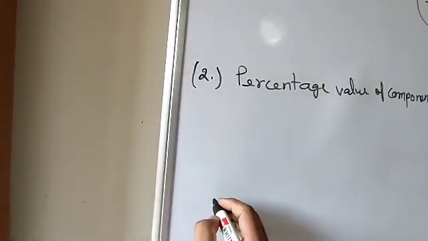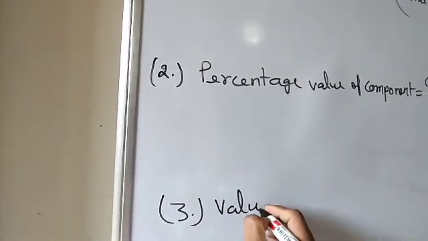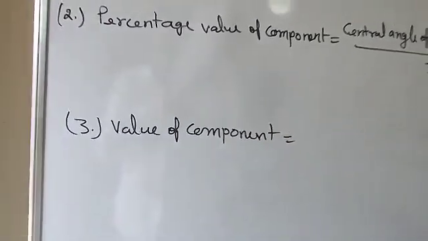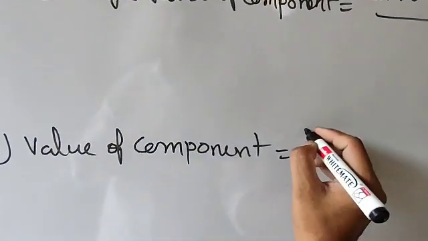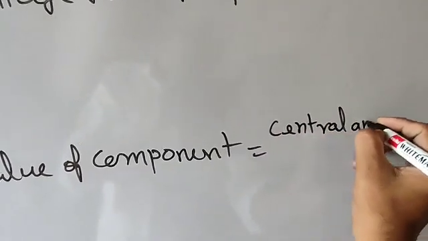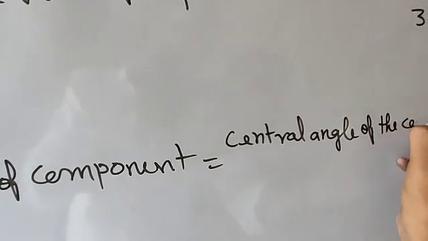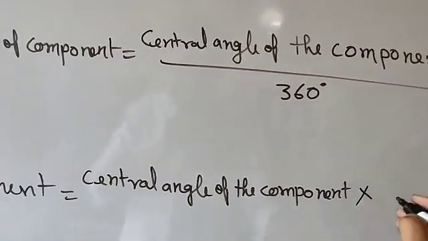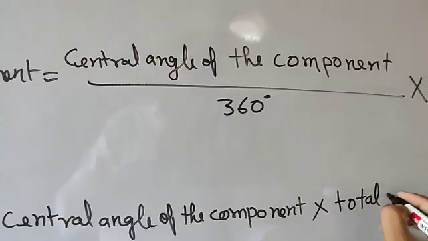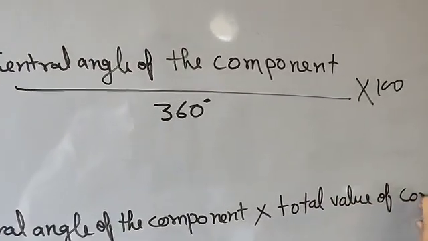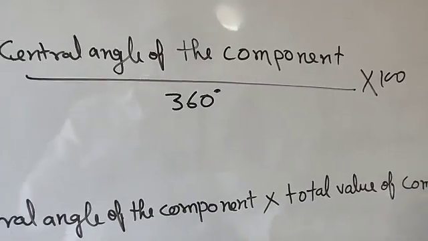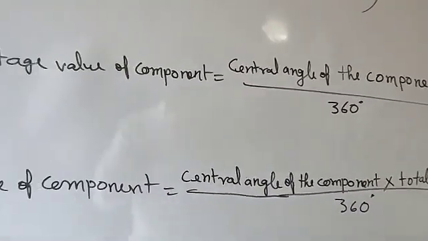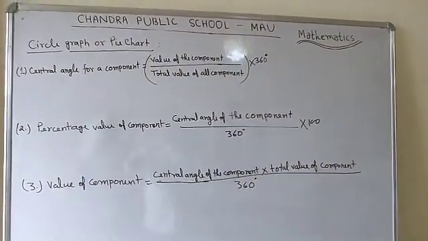Now third, the value of the component. If you are going to find the value of a component, the formula is the central angle of the component into the total value of the components, upon 360 degrees. So it is the formula to get the value of the component.